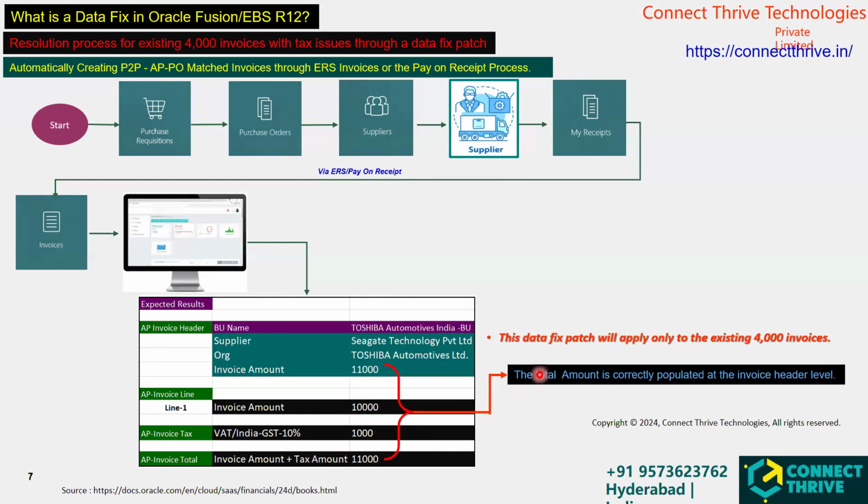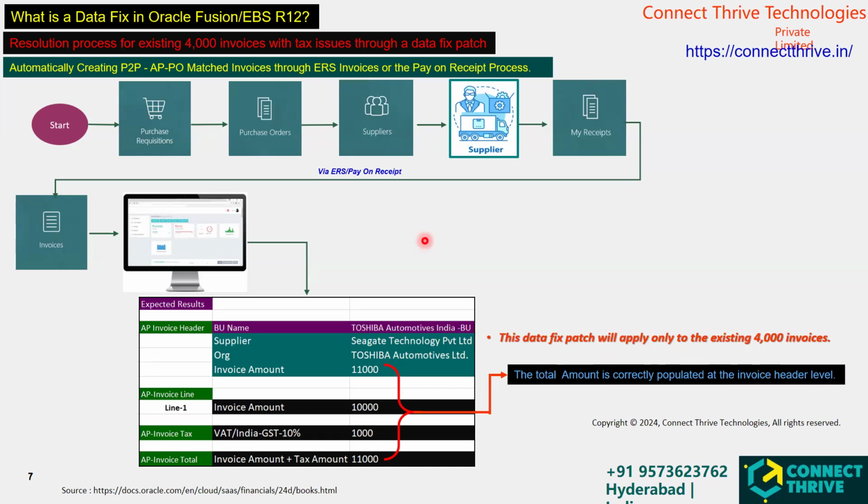Now the data fix patch will apply only to the existing 4,000 invoices. For those 4,000 invoices, after applying this data fix patch, the system is able to calculate the invoice header amount correctly without any issues. So this is the way we apply this Oracle data fix patch to resolve issues for existing transactions.